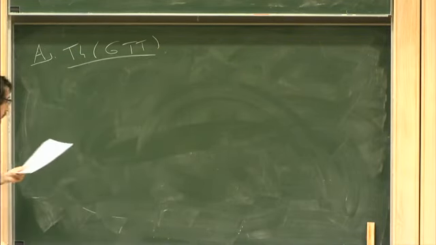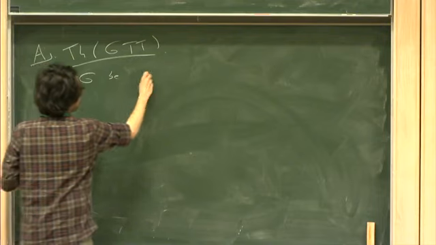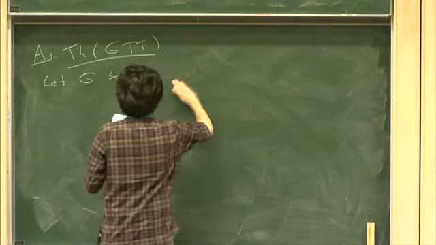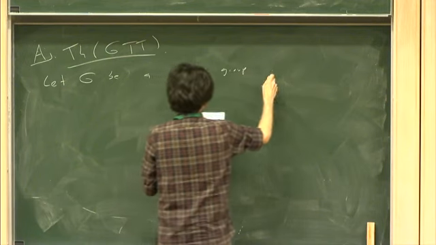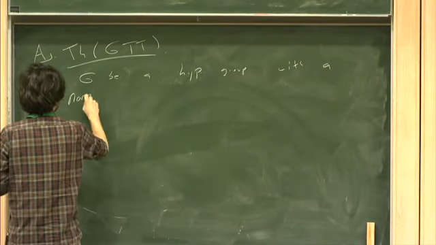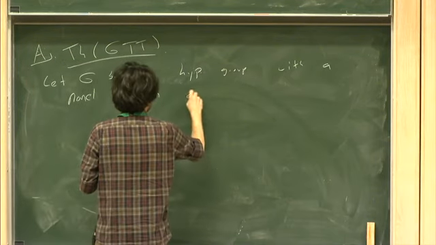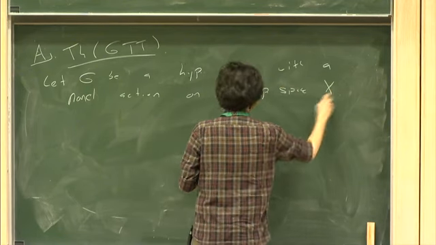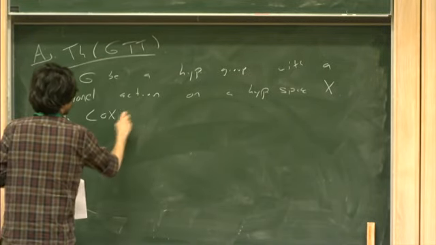This is with Gekhtman and Tiozzo. So let G be a non-elementary hyperbolic group with a non-elementary action on a hyperbolic space X. Okay, then we get the conclusion that we want. Then the set of loxodromics is generic.